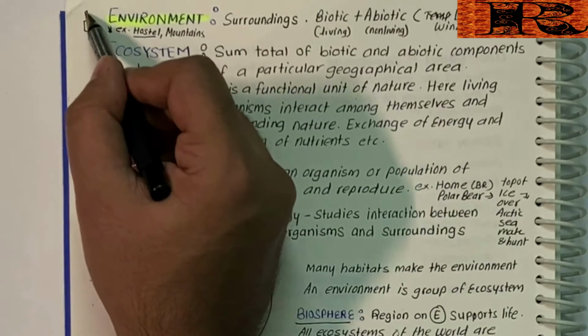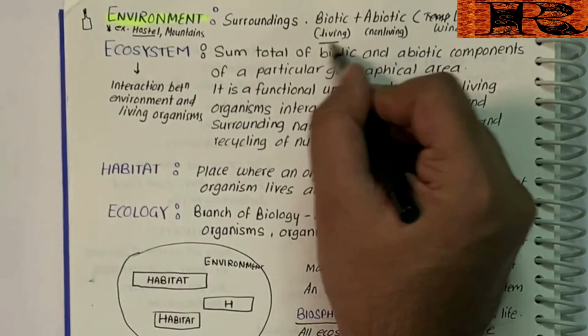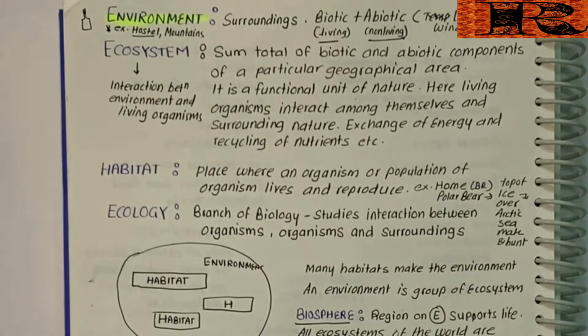So, environment means our surroundings that includes both biotic and abiotic factors. Biotic means human beings, animals or any living thing which is surrounding us, and abiotic means factors such as sunlight, soil, temperature which are non-living things.